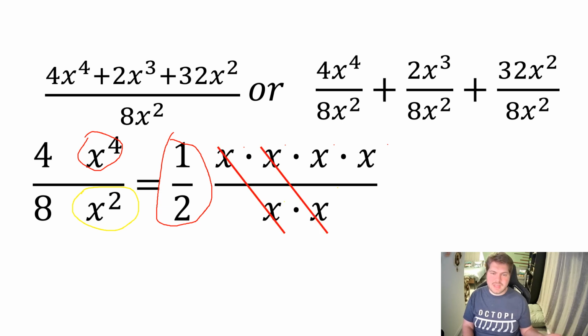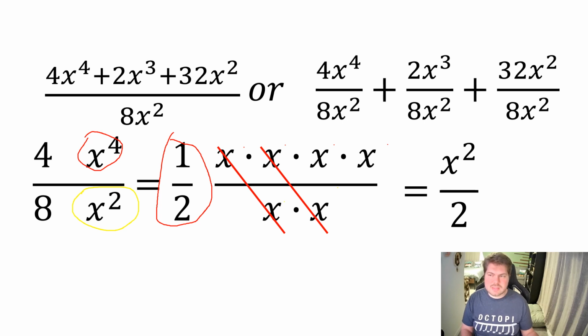And you can cancel 2 of the x's on the top and the bottom. I think we get canceling. We did it a little bit ago, and I think it clicked pretty well. But essentially, 4x to the 4th divided by 8x squared gives you x squared divided by 2. So again, 4 over 8 is the same as 1/2, and then we're left with only 2 x's.